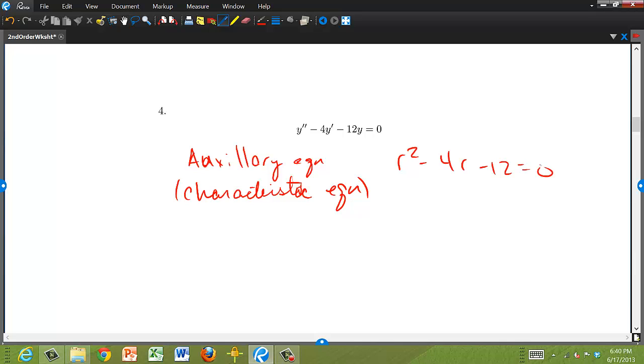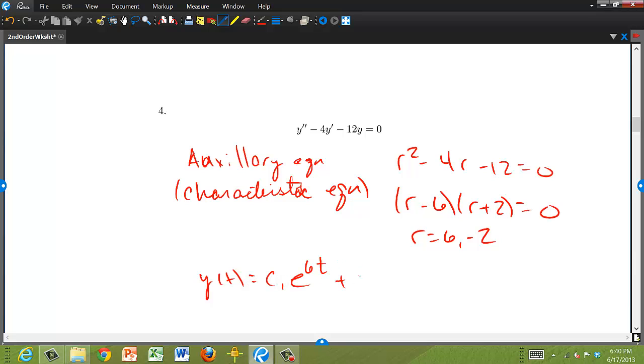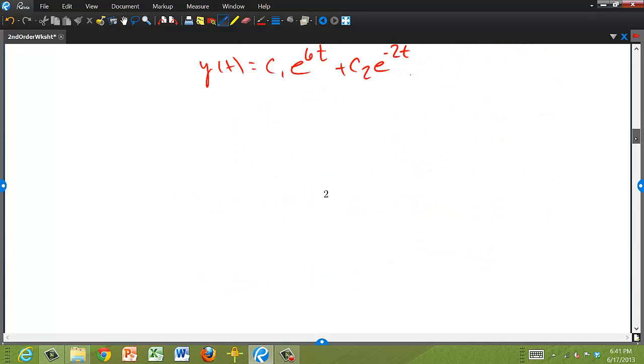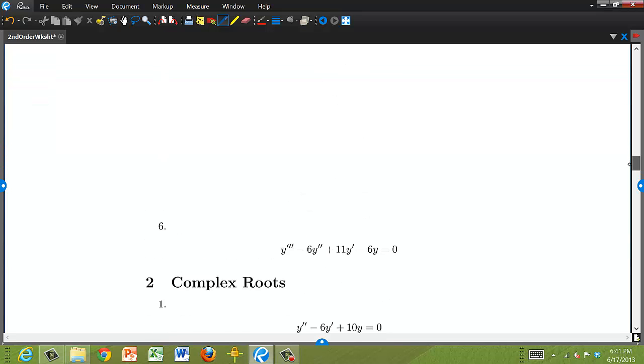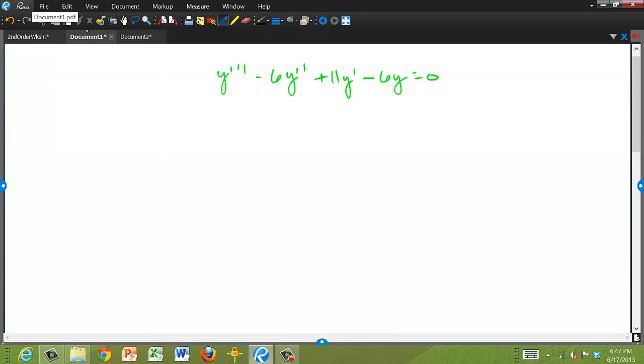Let's go ahead and factor that as r minus 6 times r plus 2 equals 0. So we have roots 6 and negative 2. And so we have a solution, y of t equals c1 e to the 6t plus c2 e to the minus 2t. Okay, let's go ahead and skip down a little bit. I didn't leave myself enough room on the other PDF to do this, so let's try.